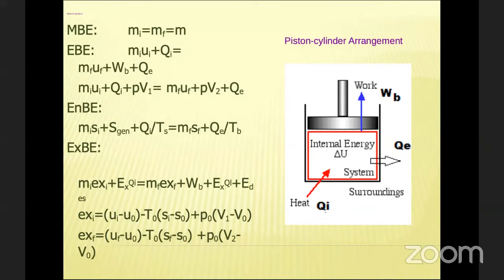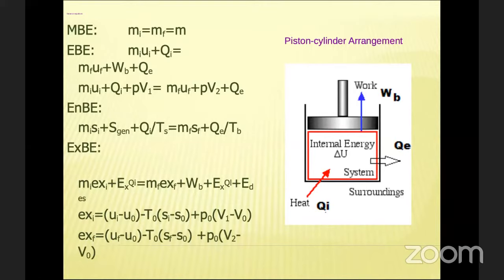And this boundary work is nothing but a displacement work. Since it is a constant pressure process, because it is completely closed, instead of Wb you can write P into V2 minus V1, displacement work. So that is the second equation in another form.